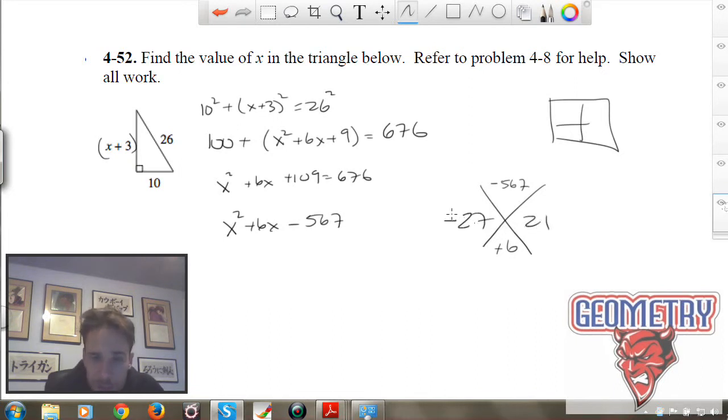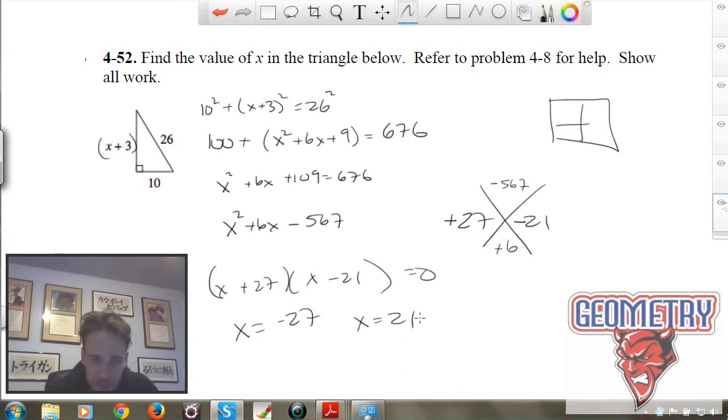So how about positive 27 and negative 21? So (x plus 27)(x minus 21). 27 times negative 21 is negative 567. 27 minus 21 is positive 6. That works out. So our values of x would be negative 27 and 21.